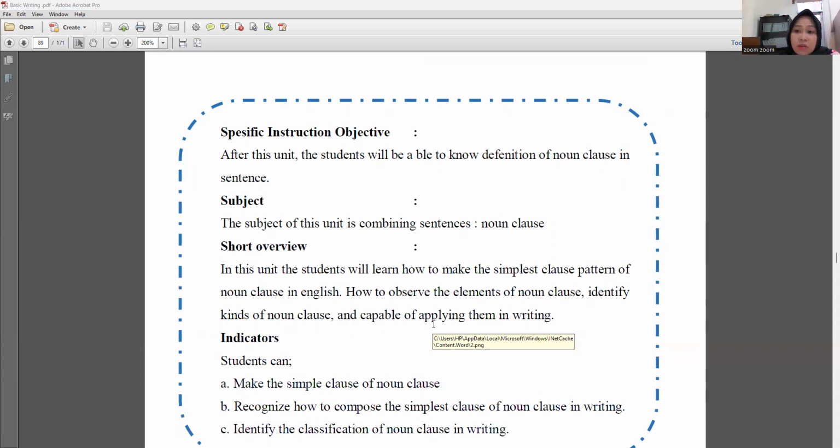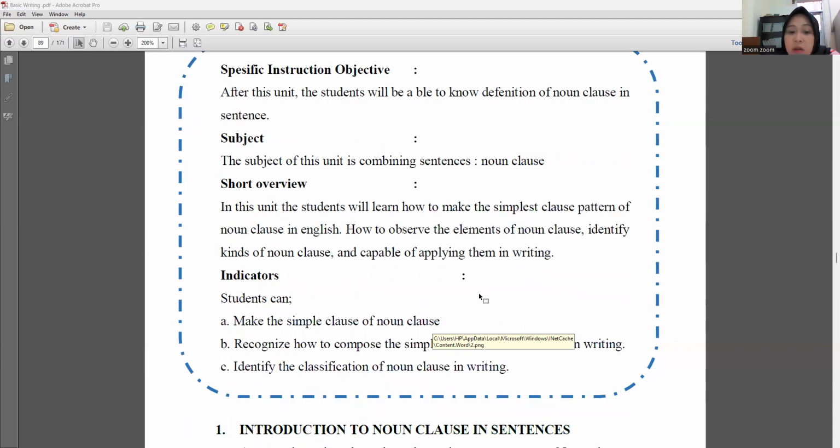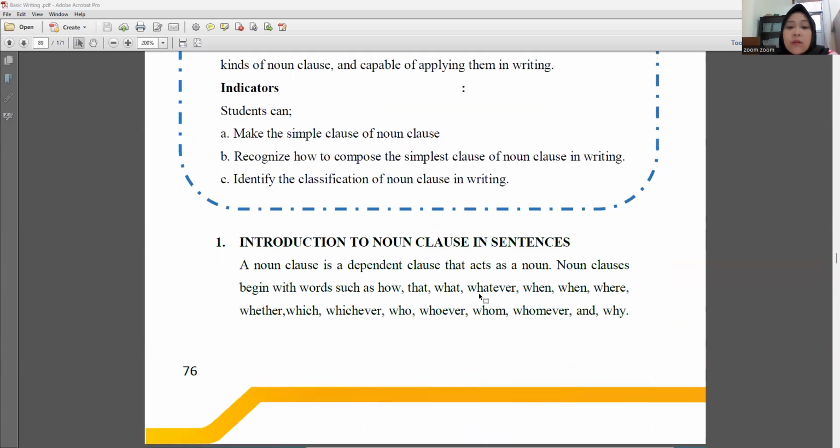So some indicators that you will be able to do later are, first, you can make the simple clause of noun clause. Second, recognize how to compose the simplest clause of noun clause in writing. And the last one is to identify the classification of noun clause in writing. All right, noun clause in sentences.